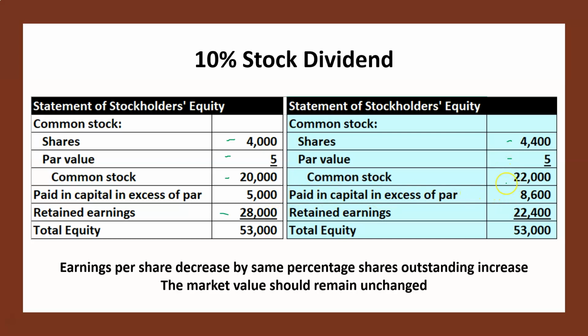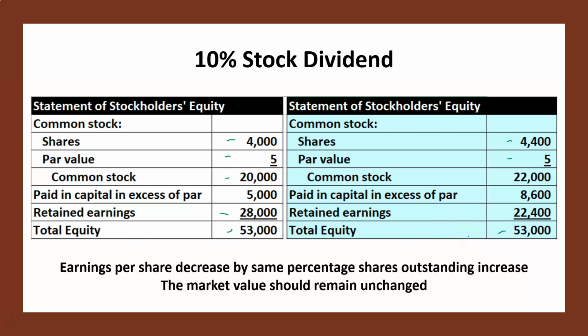This increase in the common stock and paid in capital is offset by the retained earnings that went down, which represents the value of the shares that were distributed from the company to the owner, resulting in the total equity then being the same. So the earnings per share decreased by the same percent shares outstanding increase, and the market value should remain unchanged. So if we run this through, and I won't do the calculations for the market value here, but we do practice problems on it. This is what happens to the equity section.